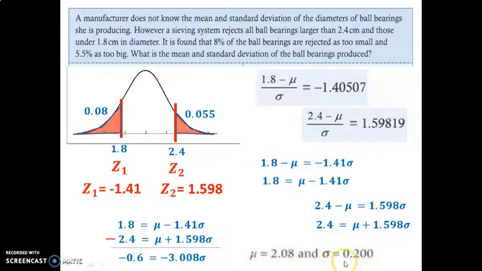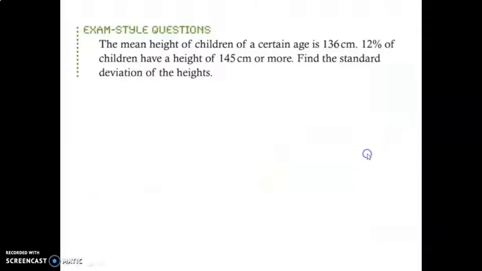And then we can take that standard deviation and put it into one of these here and solve for our mean as well. So there's our standard deviation and our mean. It all began by creating a system of equations. Great. So now two problems, just like the two we just saw.